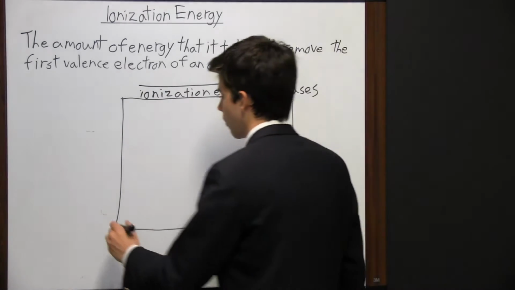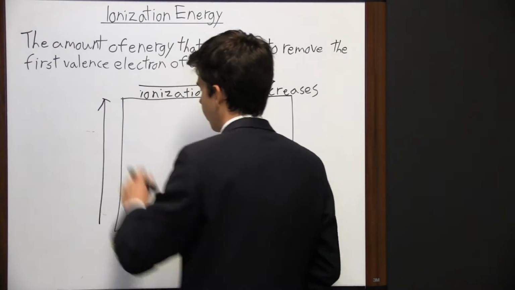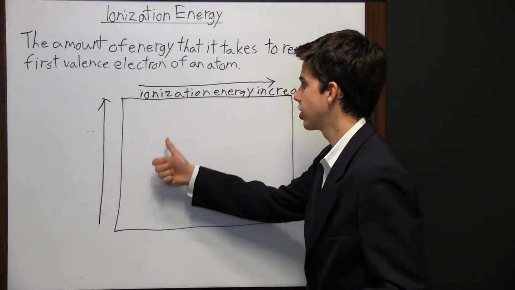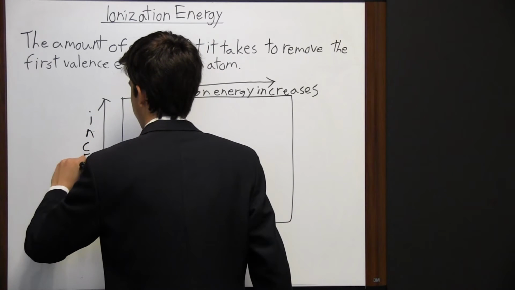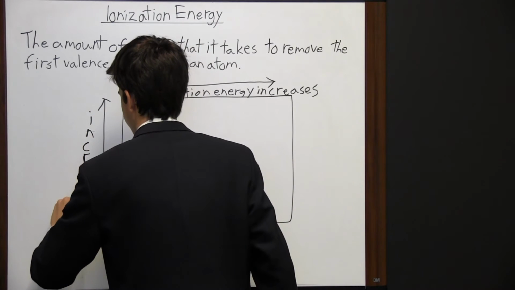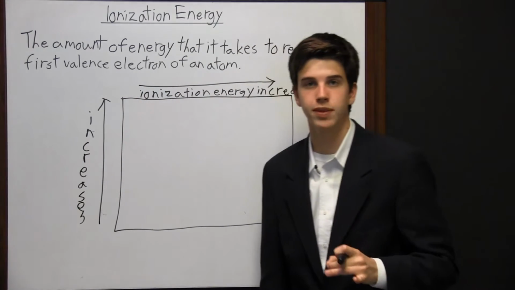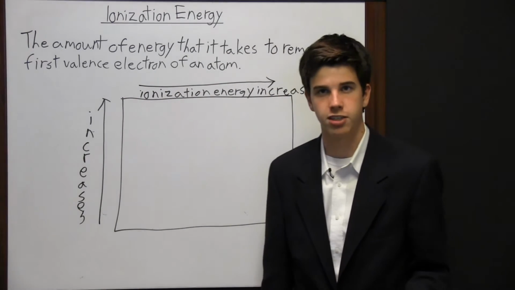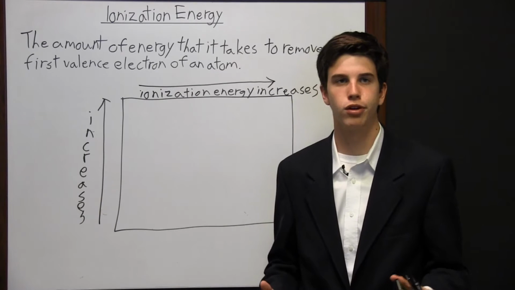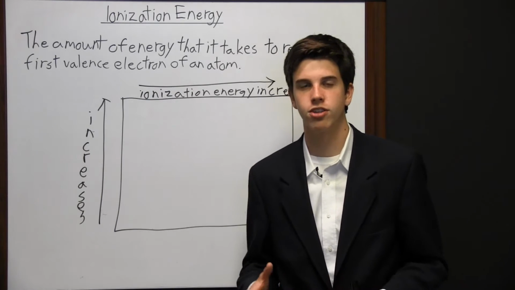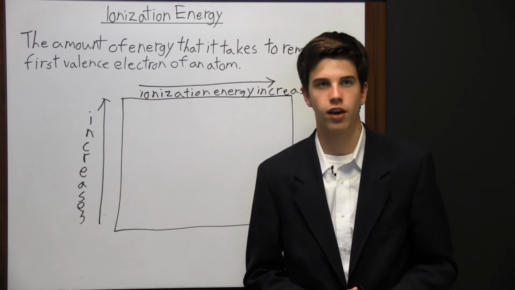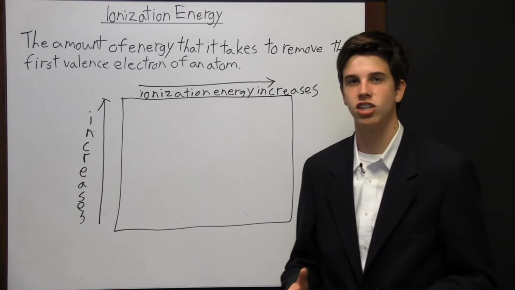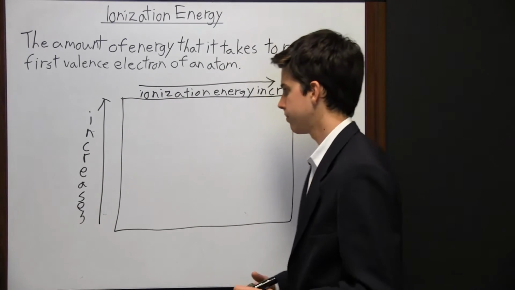Now, as you go up the periodic table, up a column, or we can also call them groups, the ionization energy also increases. Now, there's a reason for this. This is because of the shielding effect of inner electrons. For example, compared to cesium, lithium has fewer inner electrons between its nucleus and outer shell. Therefore, lithium has a higher ionization energy than cesium.